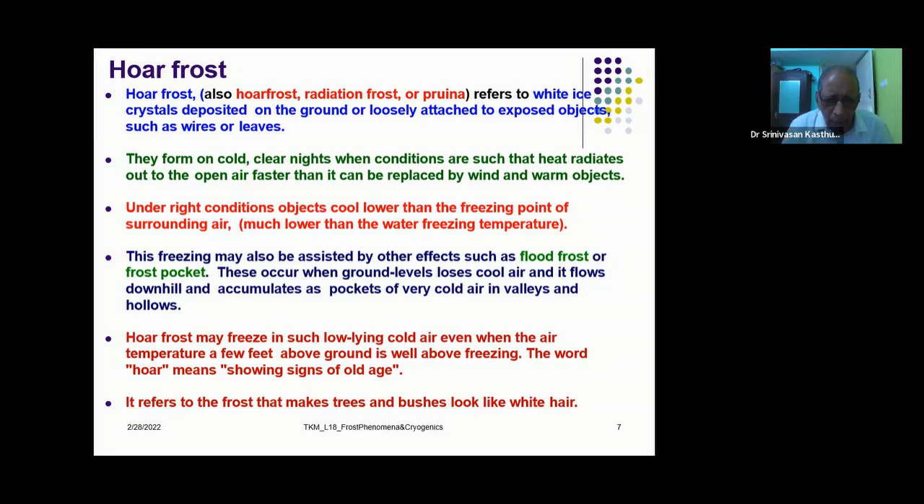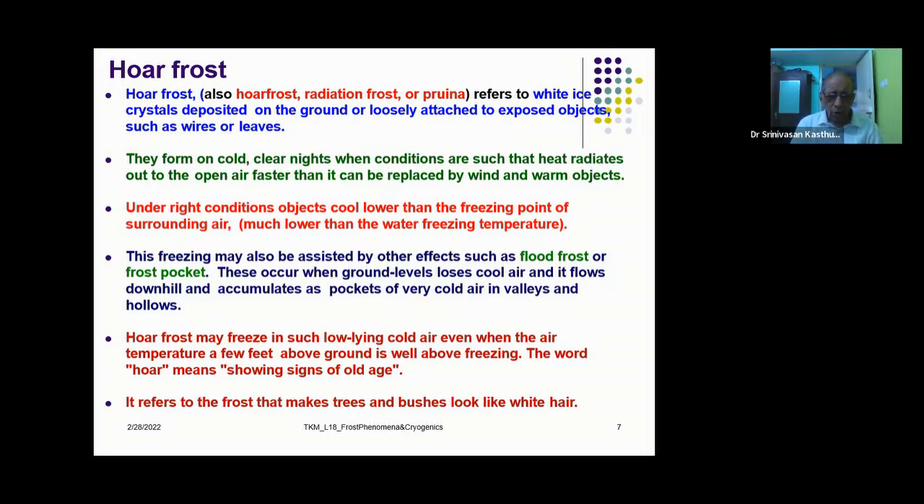They occur when the ground level loses heat and cold air flows downhill and accumulates as pockets of very cold air in valleys and hollows. Now this is known as hoarfrost. Hoarfrost may form in such low-lying cold air even when the air temperature a few feet above the ground level is well above the freezing point.